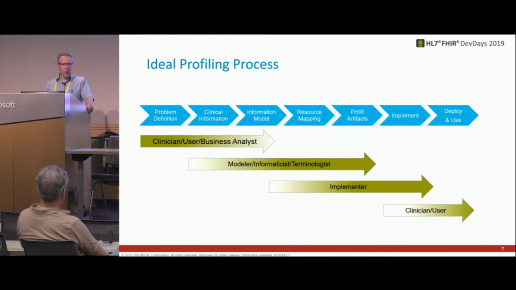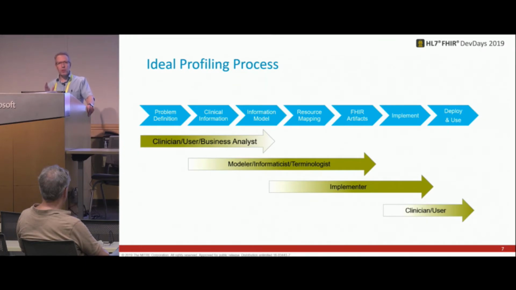Because ideally, you go through a profiling project in a linear fashion. You define the use case, you talk to clinical experts, you start collecting the requirements, you translate those requirements into an information model. At that point, informaticists get involved to define value sets. Then you map those to FHIR resources, you produce the FHIR artifacts, you start implementing, and you deploy, and you're done. Well, ideally, maybe.